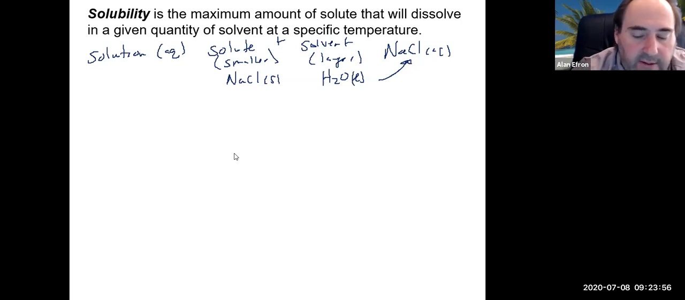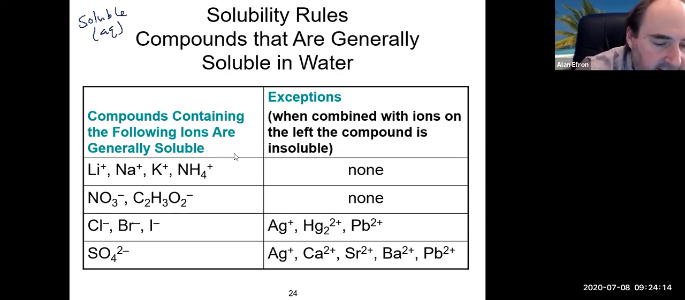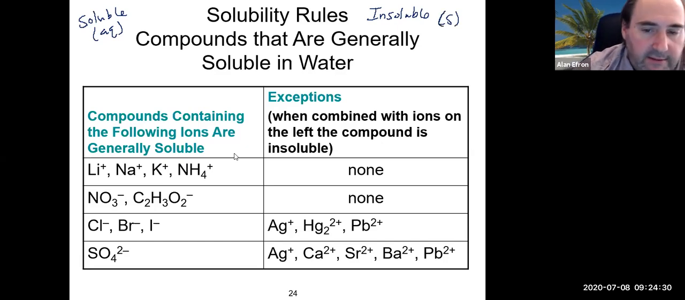So there are rules which are known as solubility rules. So let's take a look at these. These are general solubility rules of things in water. And these are things that are typically soluble, which means if they are soluble, the symbol that they typically will get is that aqueous symbol. If something is thought to be insoluble, those are the guys that get the solid symbol next to them. So if you find something that's soluble, the aqueous symbol, something that's insoluble, the solid symbol.